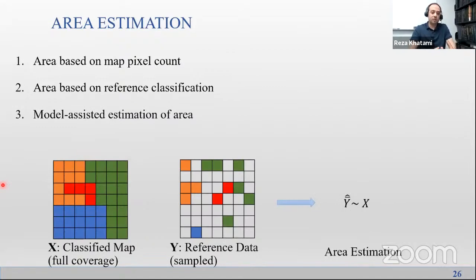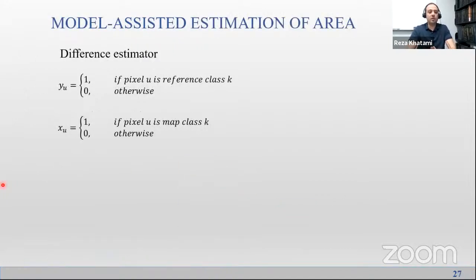The third option is to use both data sets. So we can use a model-assisted estimator. A model-assisted estimator can be used when we have a sample of the response variable of interest, and we also have a covariate, with full coverage, that correlates to our response variable of interest. So we can use that covariate to improve the estimate of the response variable of interest. In our work, we use a model-assisted estimator called the difference estimator.